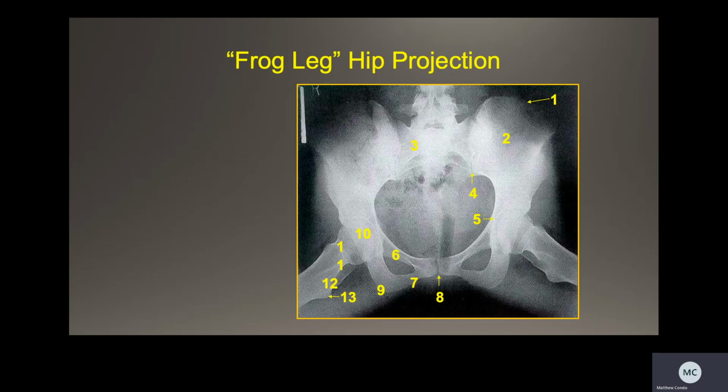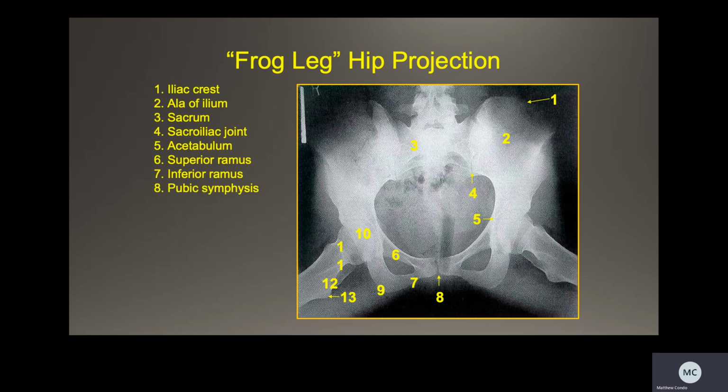When it comes to the frog leg hip projection, what's happening here is the patient's placed in a little bit of external rotation, a little bit of abduction. And as you can see, what it does is it gives you a much different appreciation for the hip. So what we're going to see here is number 1 is the iliac crest. Number 2 is going to be the ala, or the wing of the ilium. Number 3 is going to be your sacrum. 4 is going to be that SI joint. 5 is going to be the acetabulum. 6 is going to be your superior pubic ramus. 7 is going to be the inferior pubic ramus. 8 is the pubic symphysis. 9 is that ischial ramus.